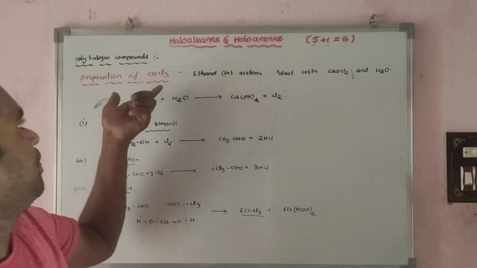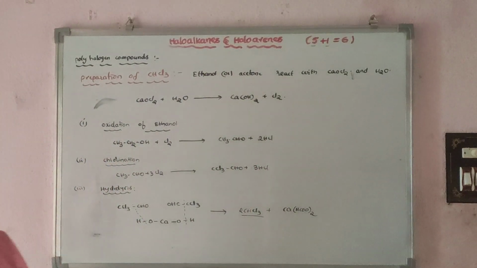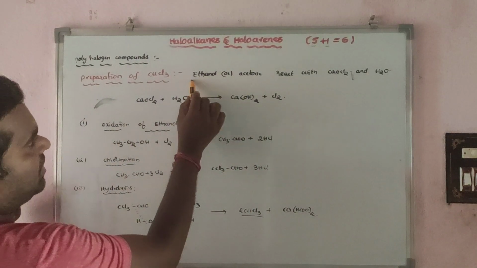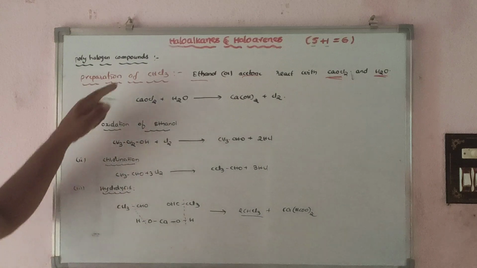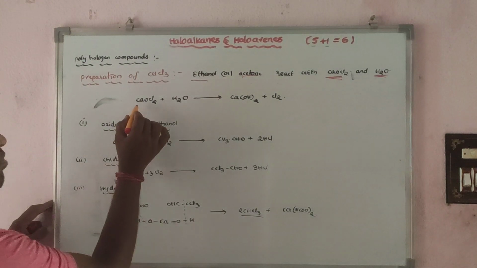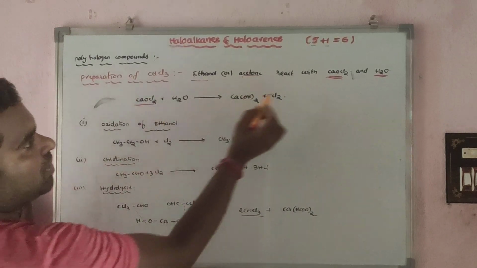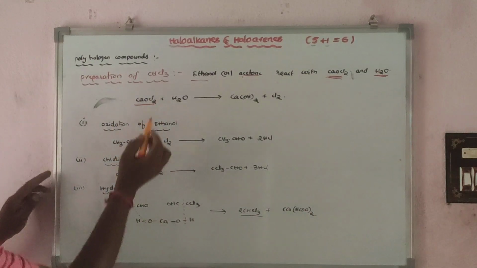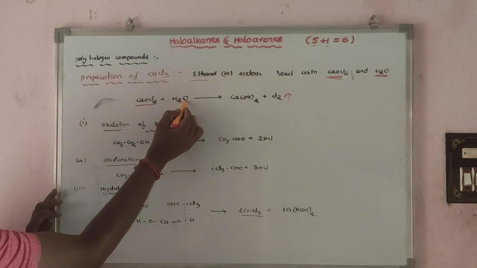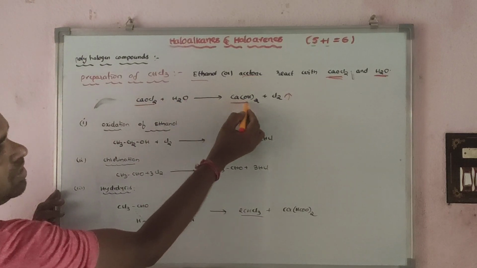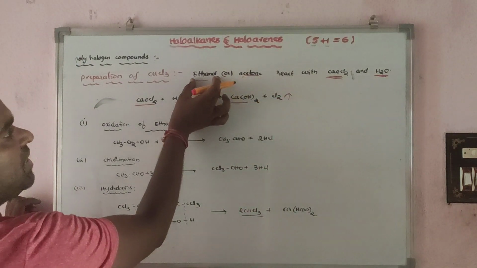Next one, preparation of chloroform. It is not for the PU examination, but in competitive examinations sometimes they ask. So here, ethanol or acetone reacted with bleaching powder and water produces chloroform. Clear? What is the bleaching powder formula? CaOCl2. First of all, this CaOCl2 reacts with water, H2O, and chlorine gas will be generated here. It is converted into calcium hydroxide. Clear? And first, this chlorine, and we have taken ethanol here.